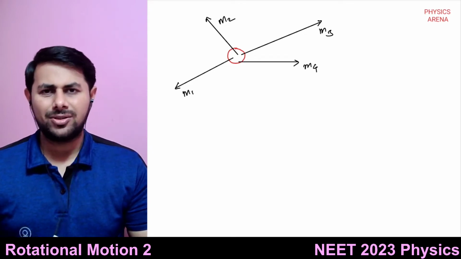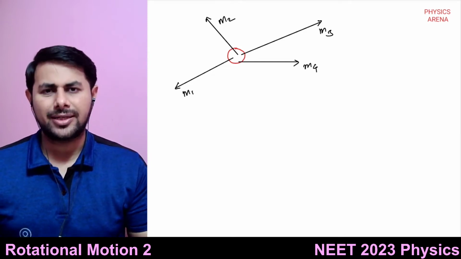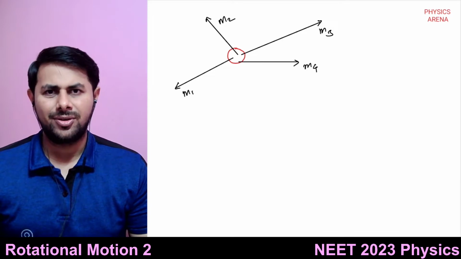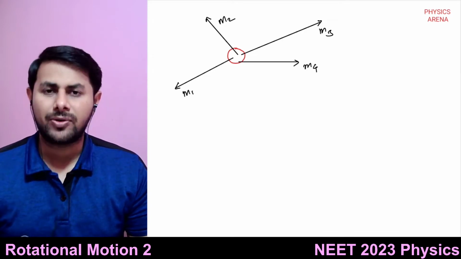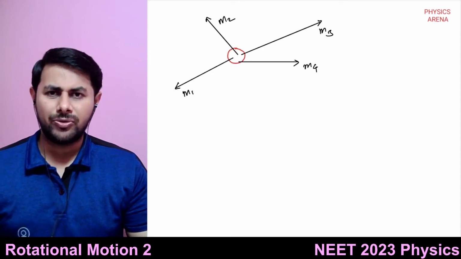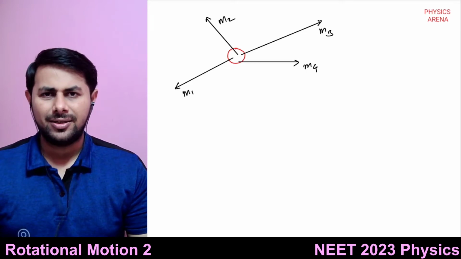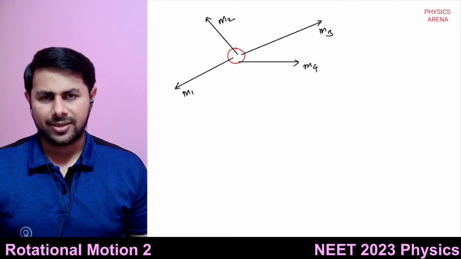Why? Because there is no external force, and since there is no external force, the acceleration of the center of mass will be 0. So initially, if it was at rest, it will remain at rest. If it was moving with some velocity, it will keep on moving with that velocity, right? Okay, let's take another example.